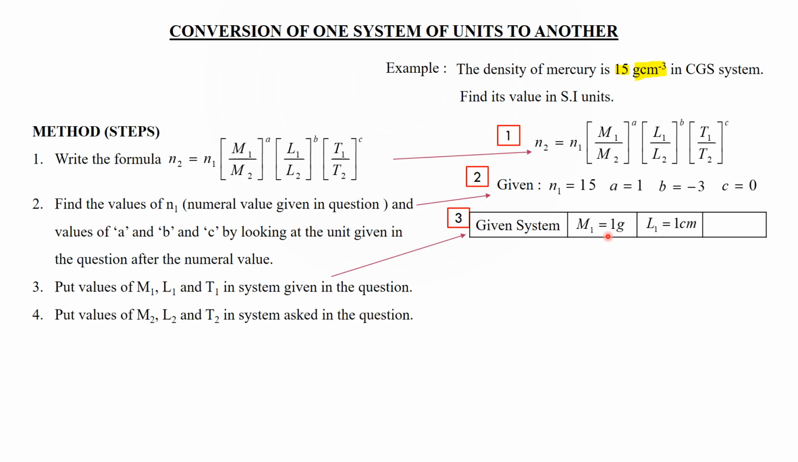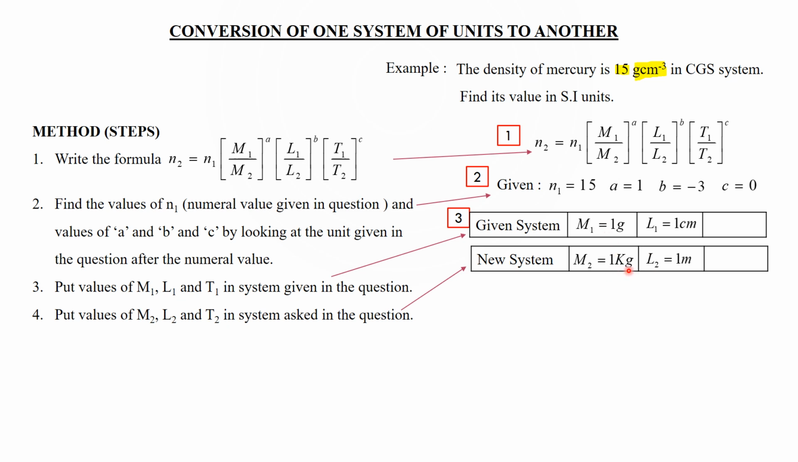This is step 3. Step 4. Put values of M2, L2 and T2 in the system asked in the question. Okay, so the new system asked is SI. So M2 is 1 kg because in SI the unit of mass is kg. L2 is 1 meter because in SI the unit of length is meter. And by the way, is T there? T2? No. So T2 is not required. Okay, so step 4 done.